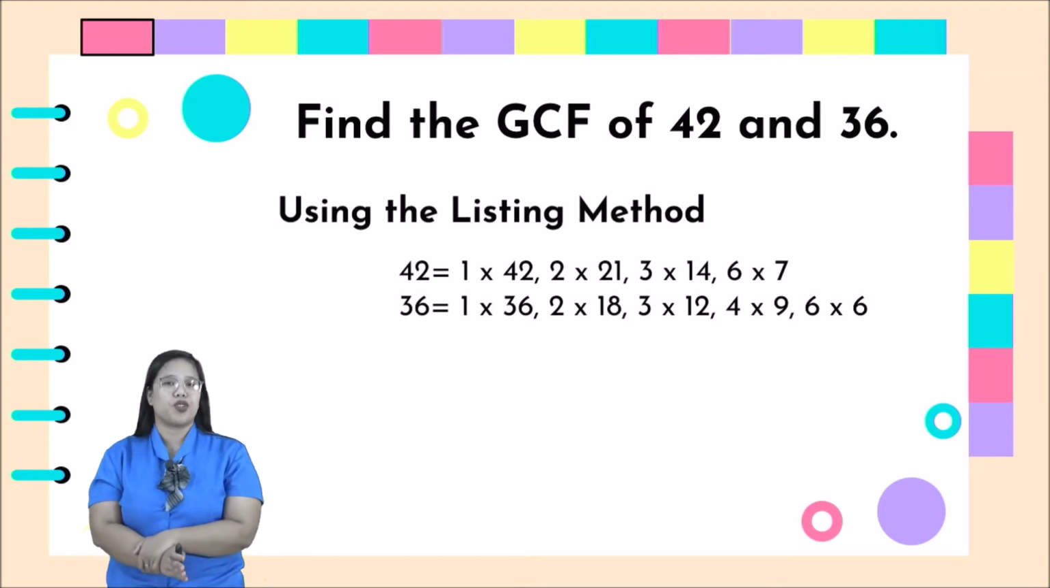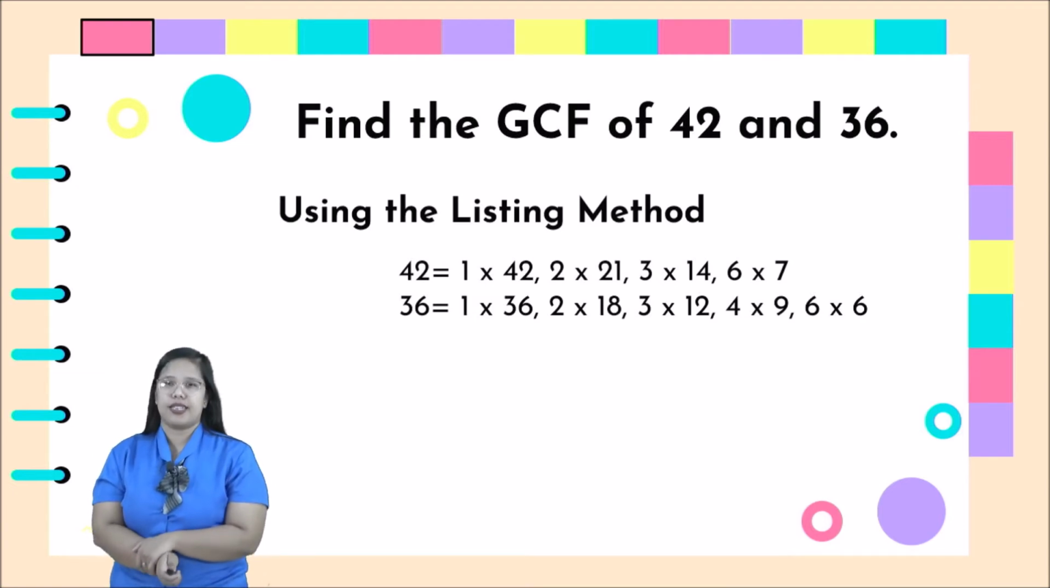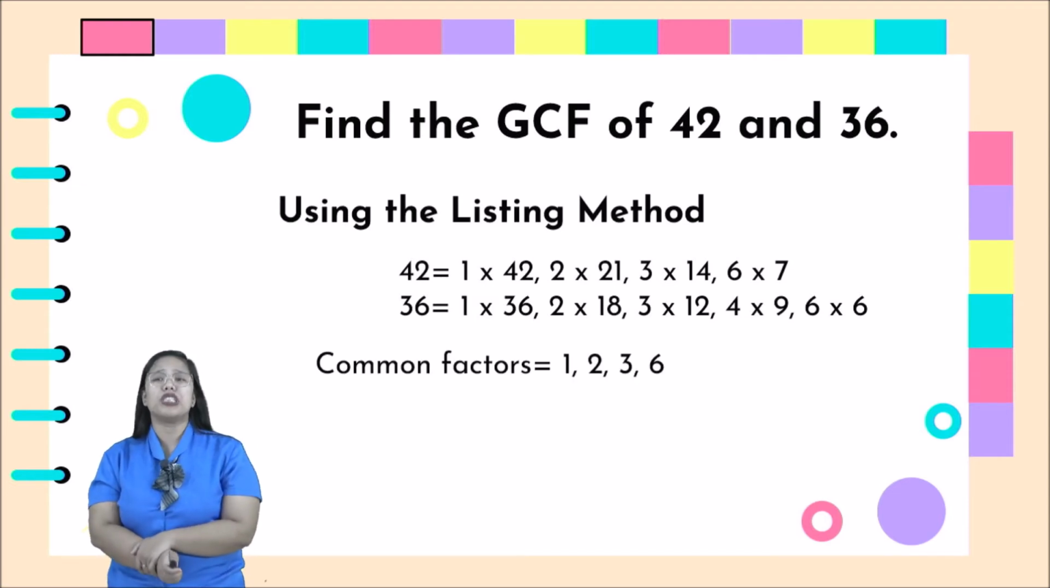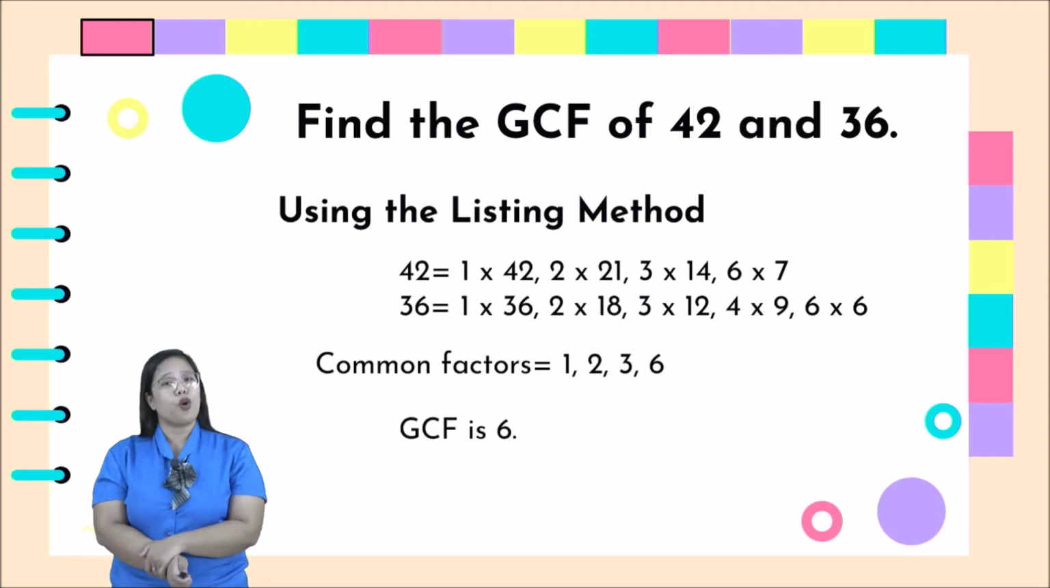36: 1 times 36, 2 times 18, 3 times 12, 4 times 9, and 6 times 6. So, their common factors are 1, 2, 3, and 6. So, therefore, the GCF is 6.